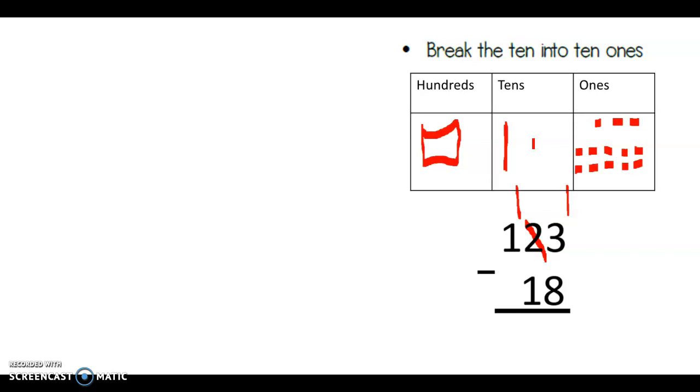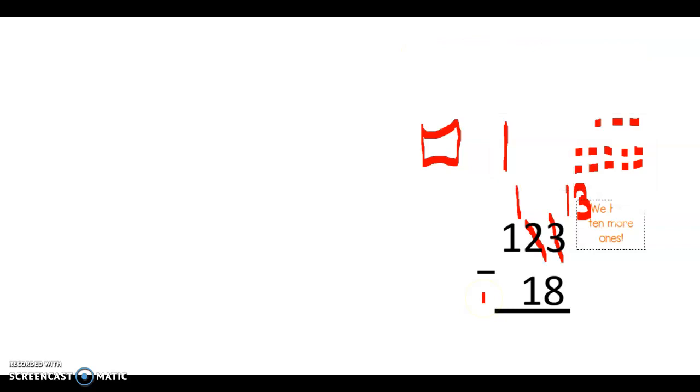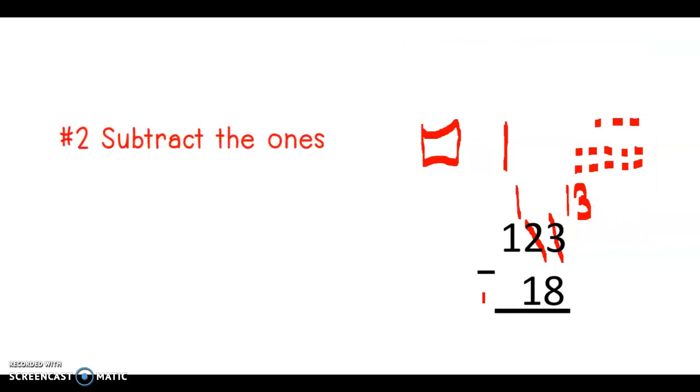Okay, so now I've broken my 10 up into 10 ones. And I have my 3 ones that I began with. If I add all of those together, I now don't have 3 ones anymore. I now have 13 ones because we have 10 more ones from borrowing the 10 next door. So now I'm ready to subtract my ones place.